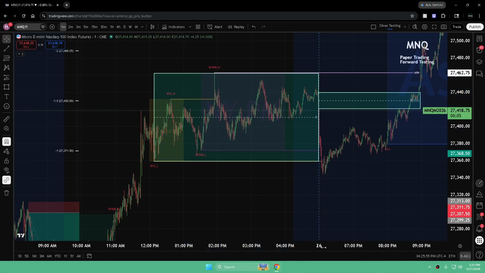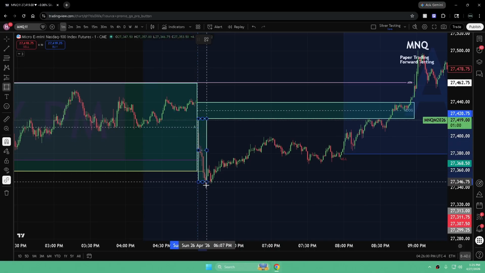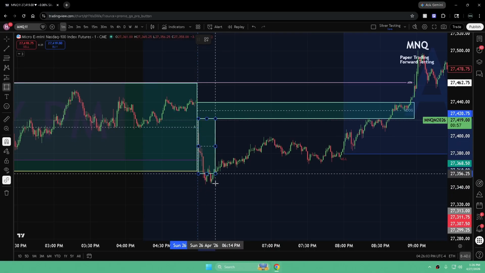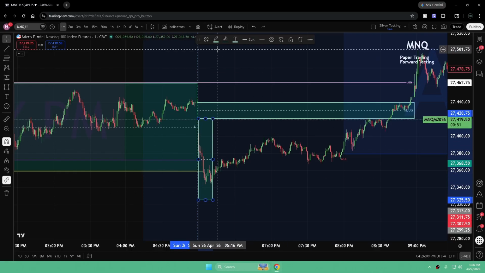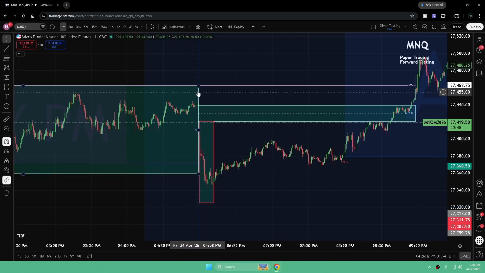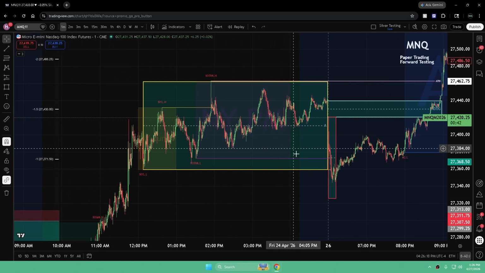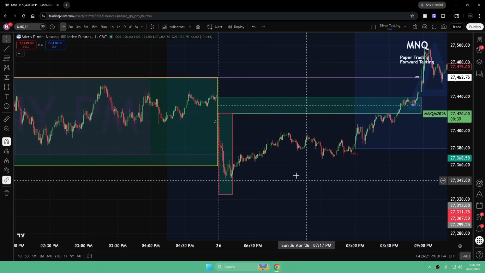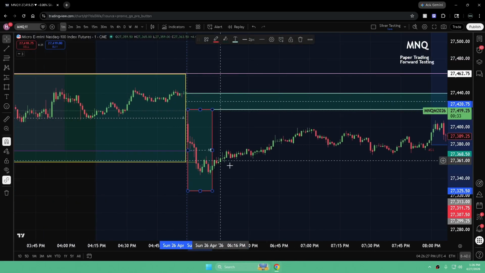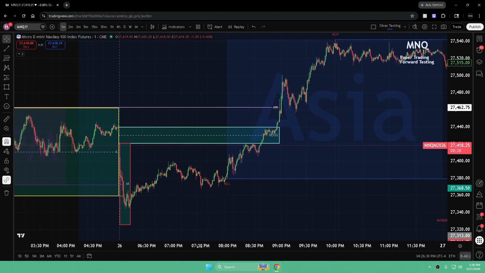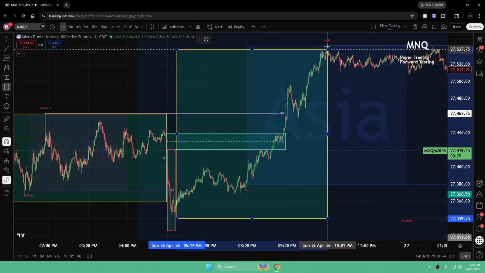Our A. Then we have our manipulation, which is this right here. I could just mark it out. Here's our manipulation. Accumulation will make it yellow. So here's our accumulation. Here's our manipulation. And then here's our distribution, from here to all-time highs.